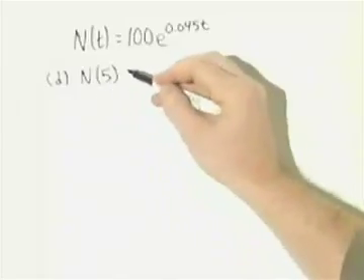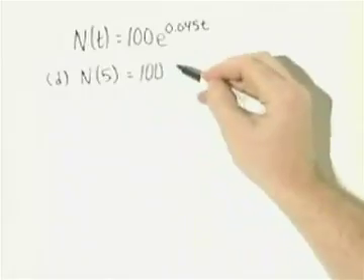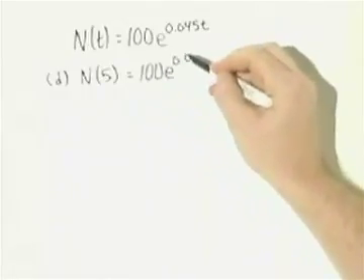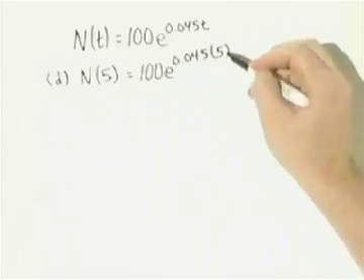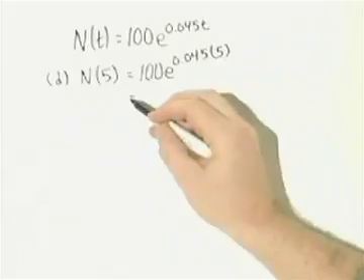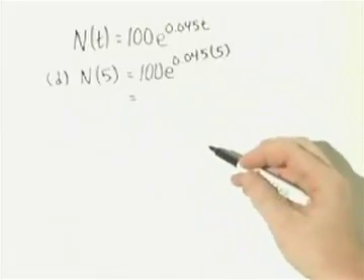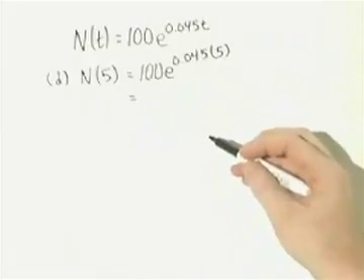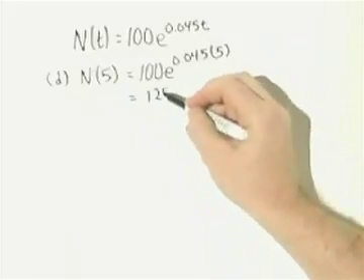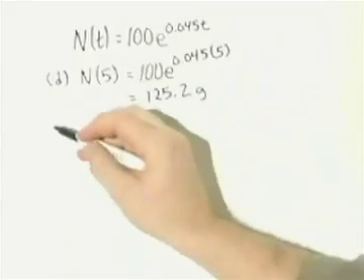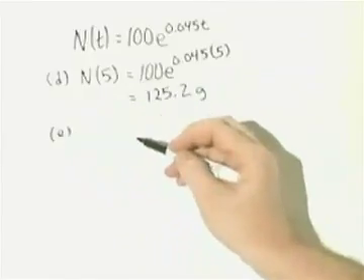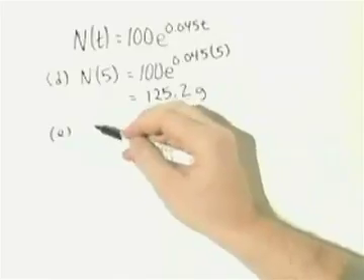Next, we want to know what the population is after 5 days, which means we're going to find n of 5. So we let t equal 5 in our function, and that gives us 100 times e to the 0.045 times 5 power. We evaluate this in our calculator, and we get that the size of the population is 125.2 grams.